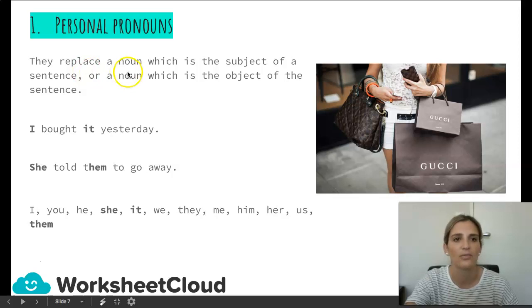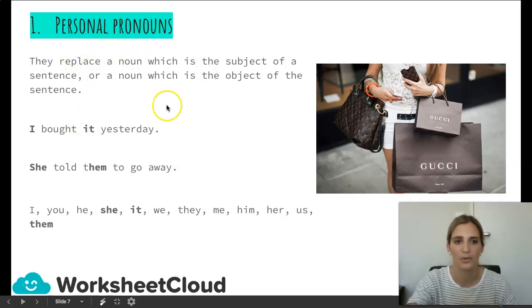They replace a noun, that's what a pronoun is, which is the subject of a sentence, or a noun which is the object of the sentence. So we are looking at the subject and the object, and it's replacing the noun. So, I bought it yesterday. It could have been Adrian bought the handbag yesterday. So we are replacing the noun. Remember the name, Adrian, would be a proper noun, and a handbag is a common noun. So we're replacing it with I and it, and that is known as a personal pronoun.